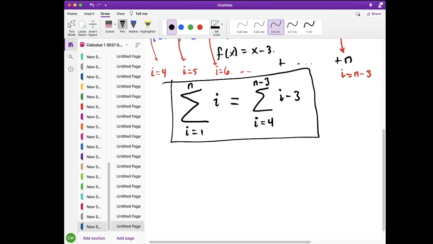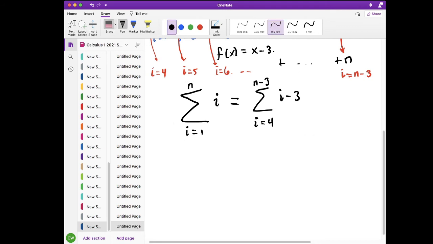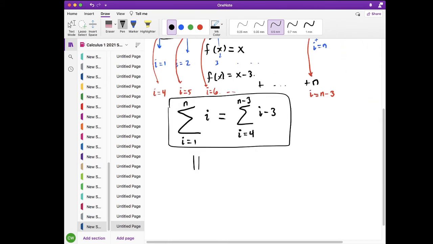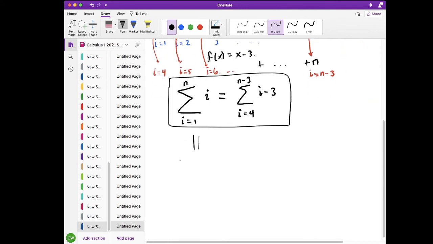Do you remember what the value is? We proved this. Do you remember what that was? If you don't, it's fine. It's a good one to know. It's n times n plus 1 over 2.